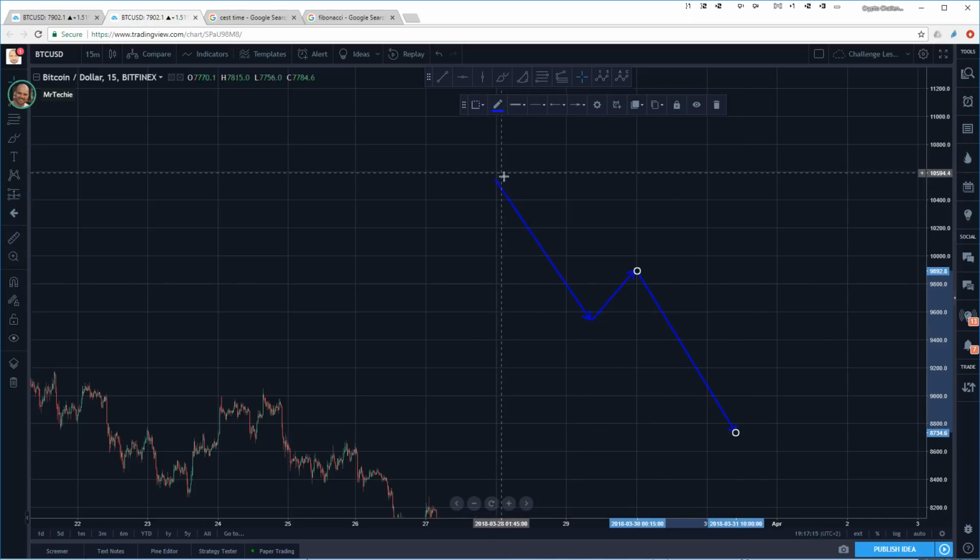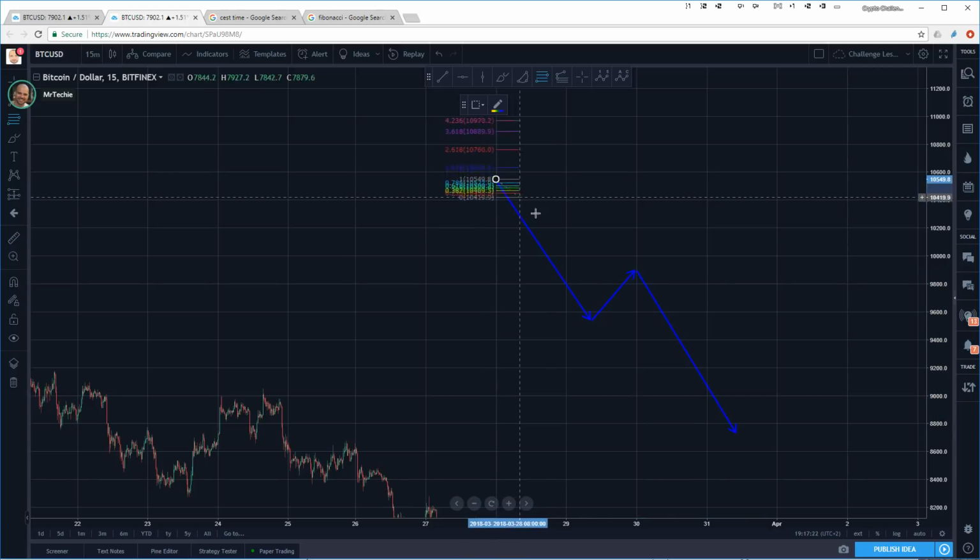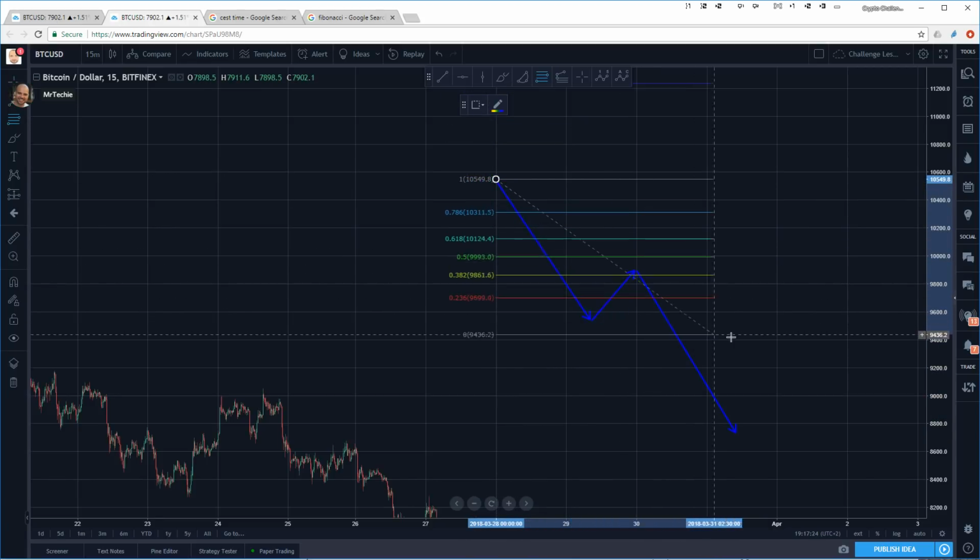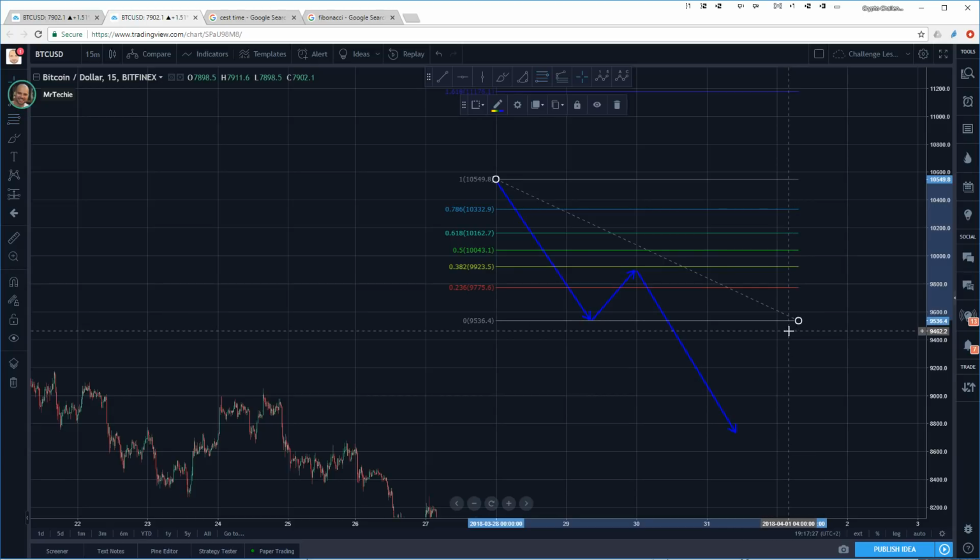So now we are in a downtrend. So how do we start with the Fibonacci retracement tool? You start at the top, down to the bottom, and you come across like that. And you guys can see, this is the thing, okay?